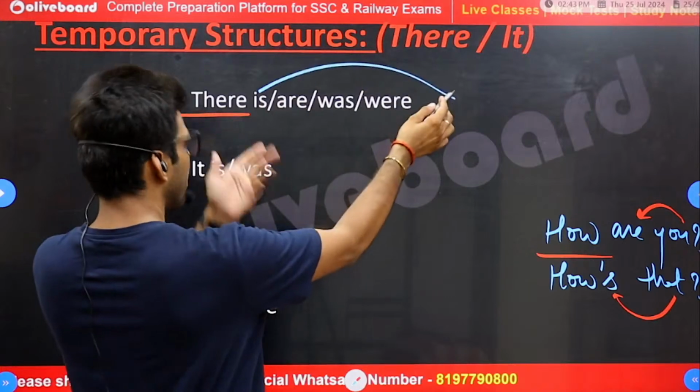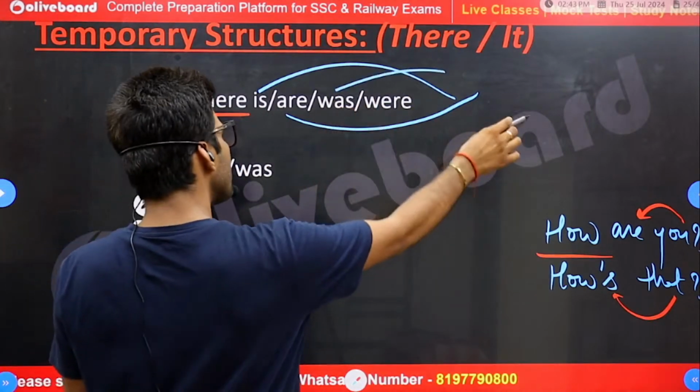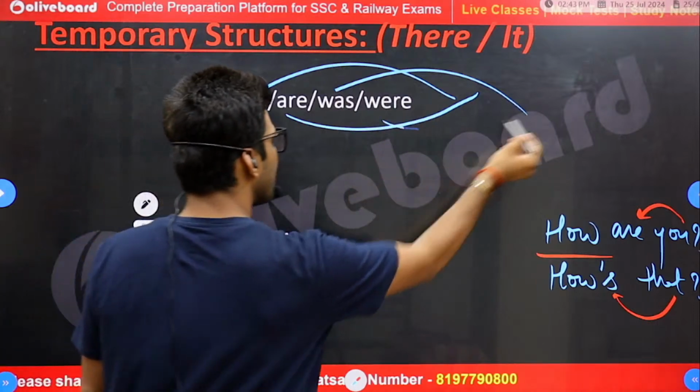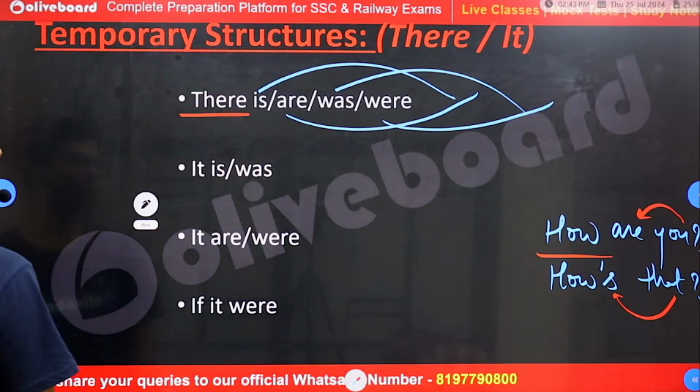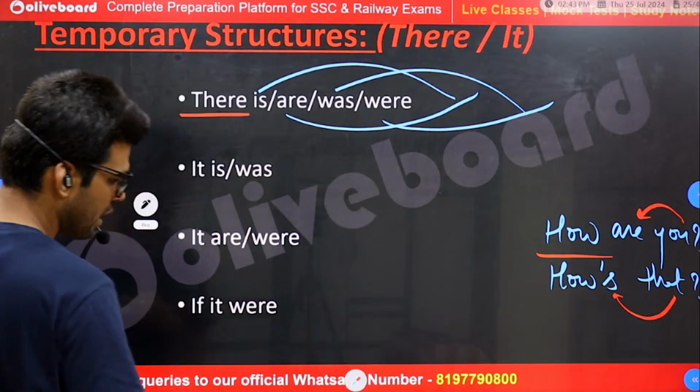So there's a boy for a singular one. There are a couple of people for a plural one. There was one person for a singular one in past. There were a couple of people for a plural one in past. There will be something for me in future as well.